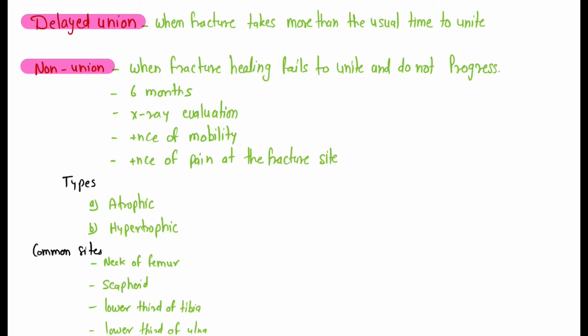For non-union we give the deadline of 6 months. Okay, and below 6 months, if healing occurs and it is taking more than usual time, then we will say that it's delayed. Okay, but we will call it non-union after 6 months.